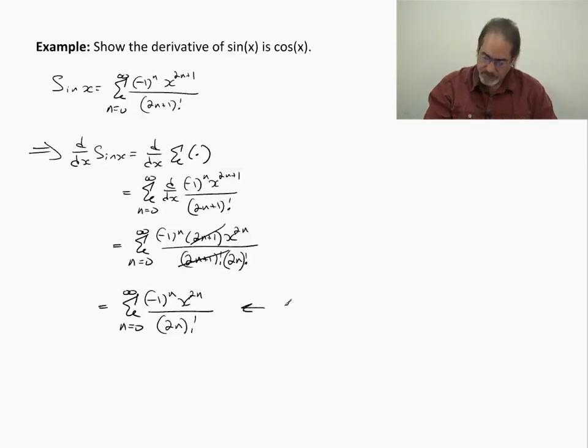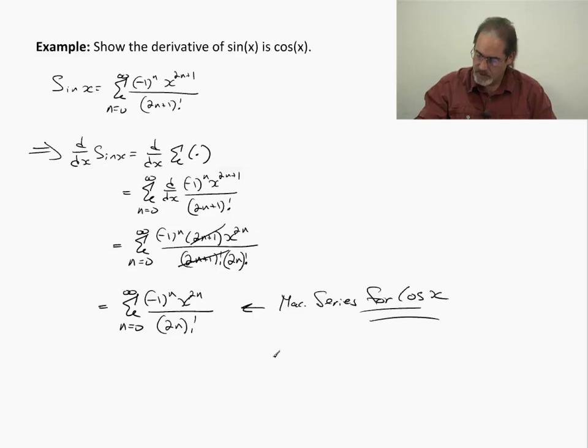This is actually the Maclaurin series for, you guessed it, cosine of x. So the derivative of sine x really is cosine of x when we use the power series to prove it.